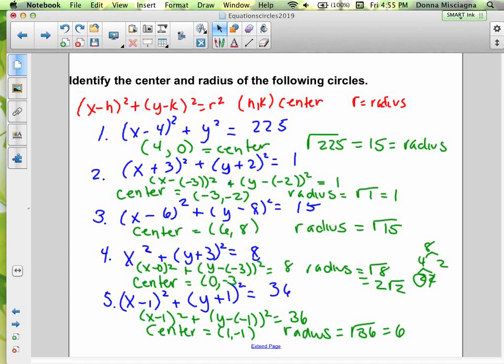In the next video, we're going to be looking at writing equations of circles when you're not given the center and you're not given the radius. How do you find those things so you can write the equation of a circle?